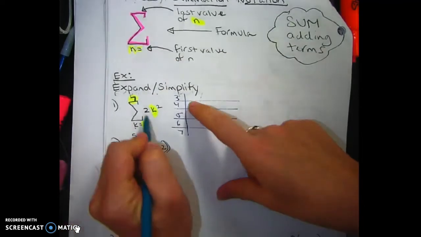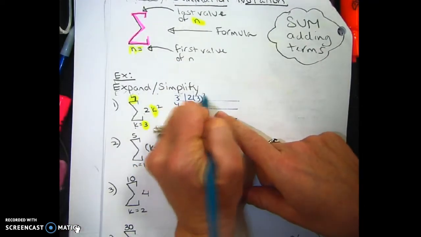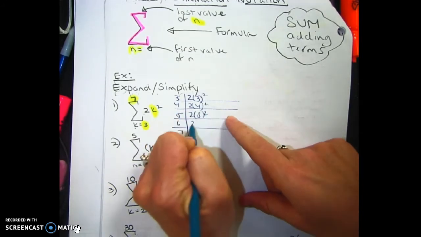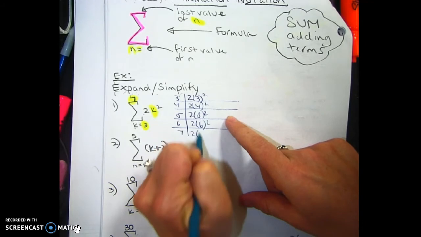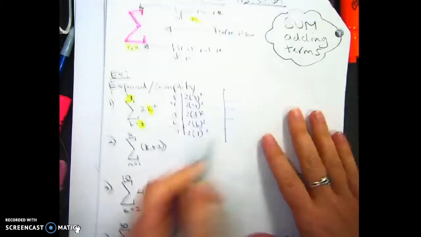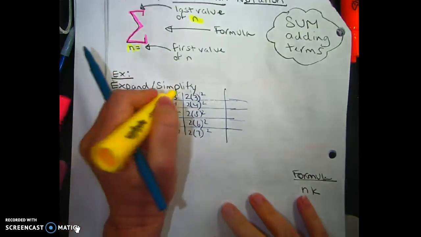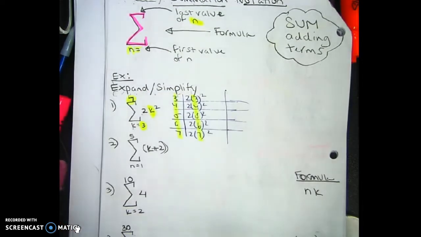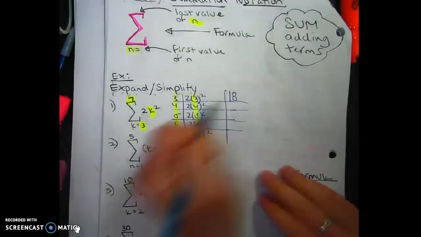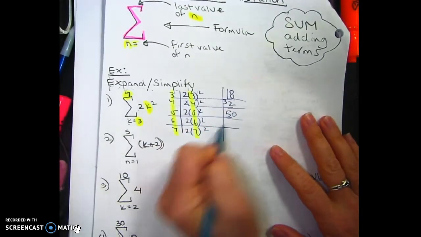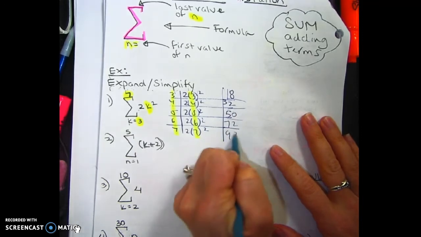All right. So if I show my work, I'm going to go 2 times 3 squared, 2 times 4 squared, 2 times 5 squared, 2 times 6 squared, and 2 times 7 squared. Now, honestly, the most annoying part about this is knowing when to use this notation or how to use this notation. Let's see, so this would be 18, 32, 50, 72, 98.